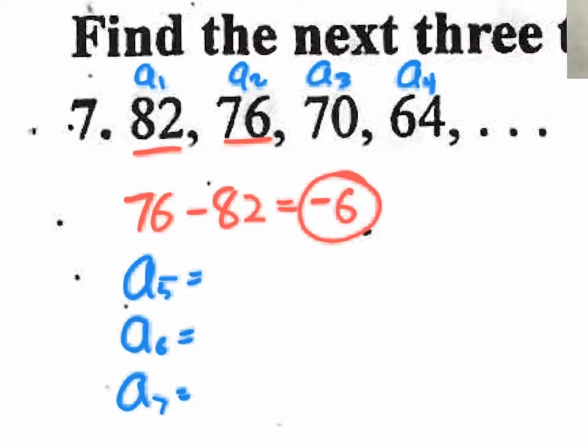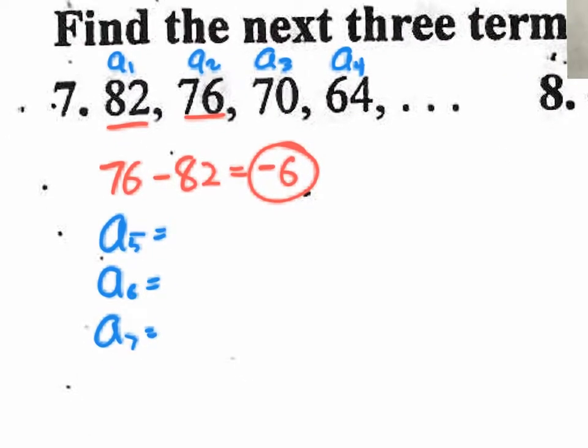Okay, so you don't actually have to find the general rule for this arithmetic sequence, even though you could if you wanted to. But right here, since we already know that the common difference is negative 6, or think of it as decreasing by 6. I mean, that's what's happening, right? 82 decreased by 6 is 76, decreased by 6 is 70, decreased by 6 is 64. Decreased by 6 will be what? 64 take away 6, what is that?